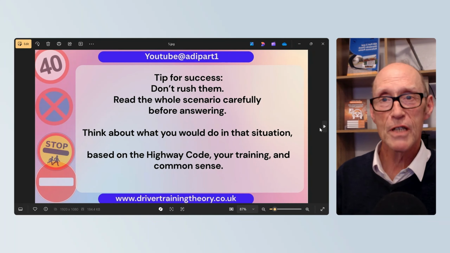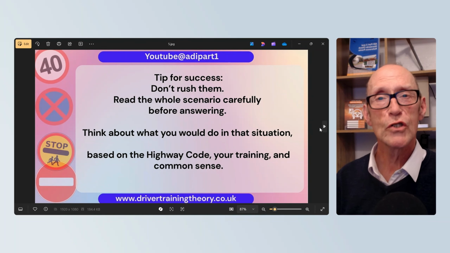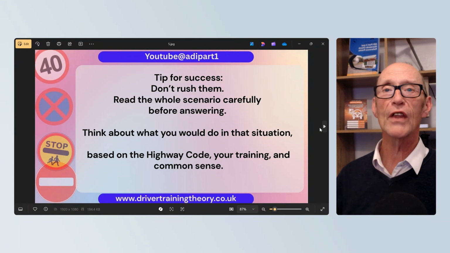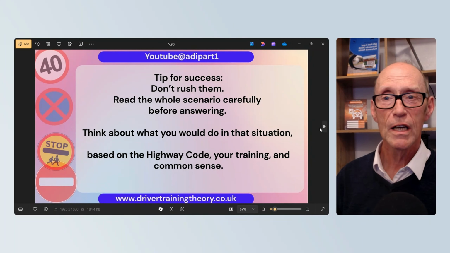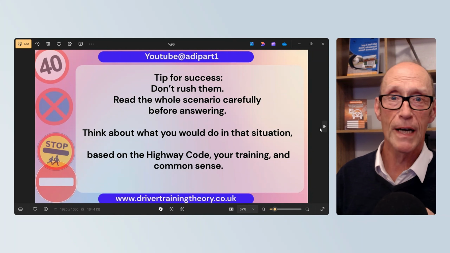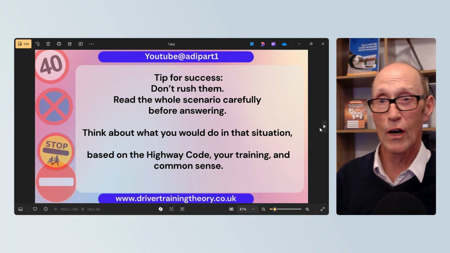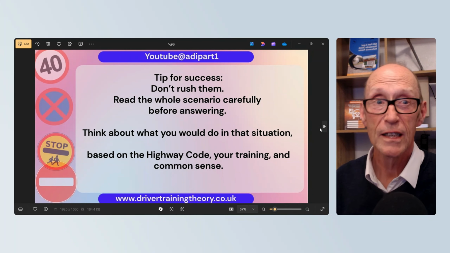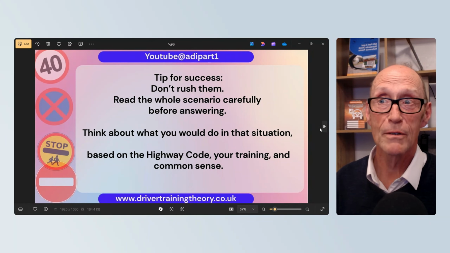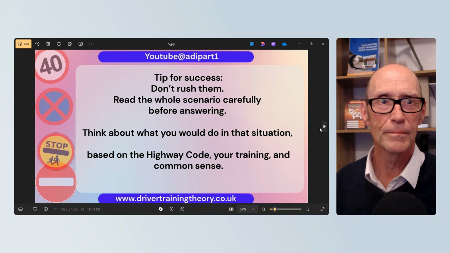So a couple of tips for success: don't rush the scenarios. Read the whole thing carefully before you answer. Think about what you would really do in that situation, and your answers need to be based on the Highway Code, Driving: the Essential Skills, your training so far, and sometimes, just common sense.